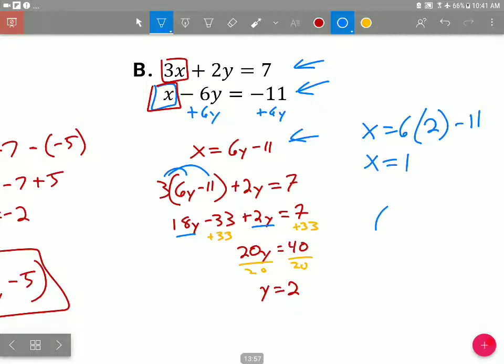So your answer is 1, 2. Now I want you to write it as a point. Remember, it's xy. Because these are two lines, the answer is the intersection of those two lines. This 1, 2 is the point where they cross.